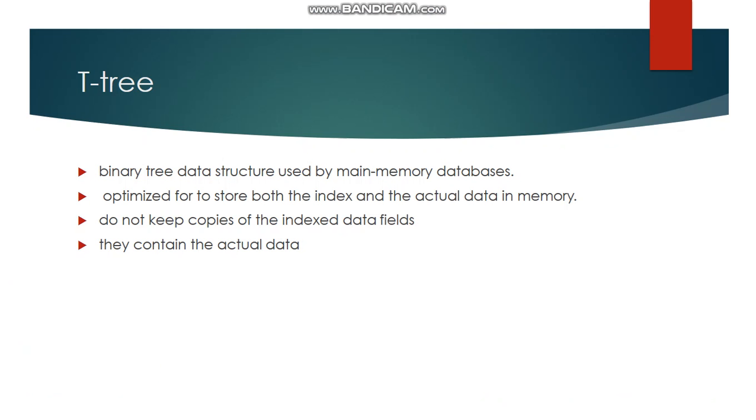T-tree is a type of binary tree data structure that is used by main memory databases. T-tree is basically optimized for cases where we need to store both the index and the actual data in memory.